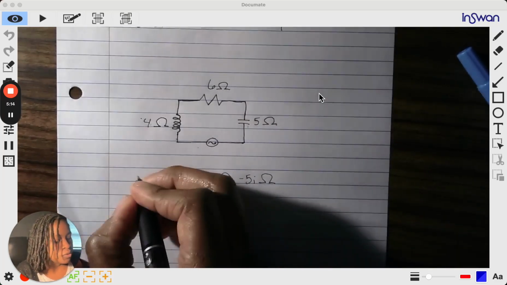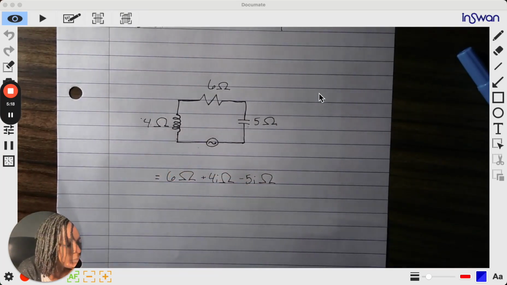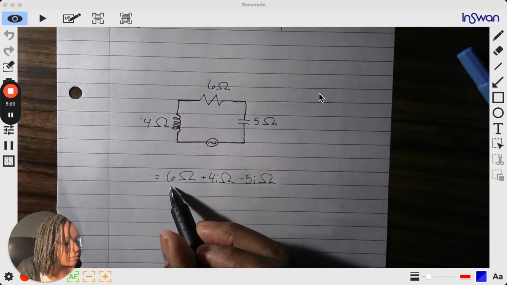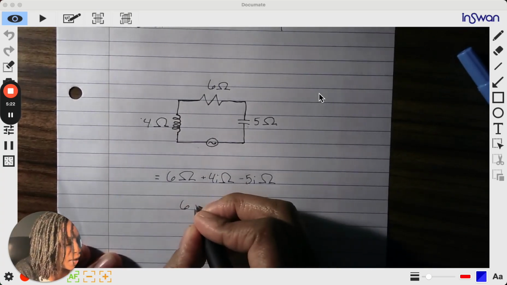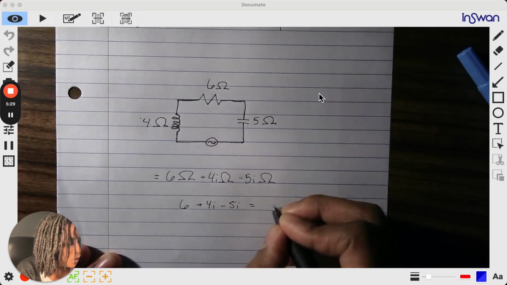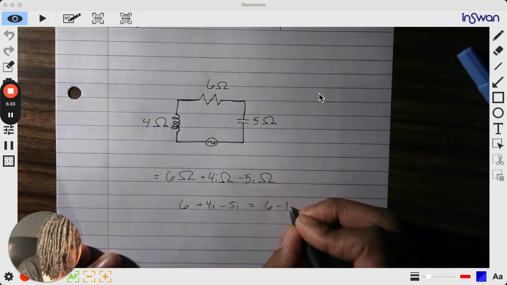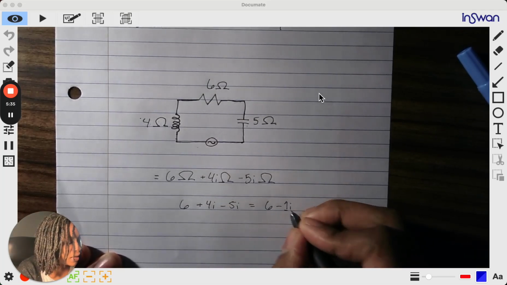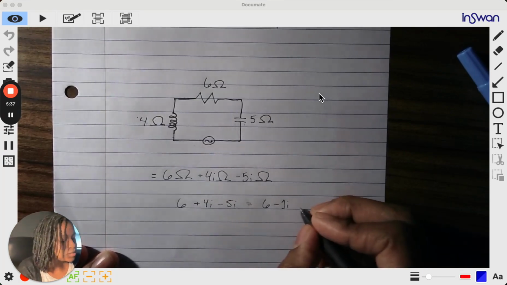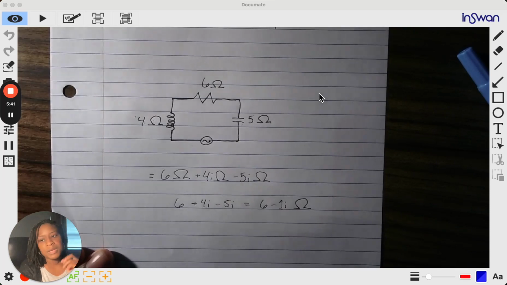Now the total resistance, or not resistance, impedance of the system, if I add these together, is 6 plus 4i minus 5i. I end up with 6 minus 1i. And that is the total impedance, or 6 minus 1i ohms. That's the total impedance of my system.